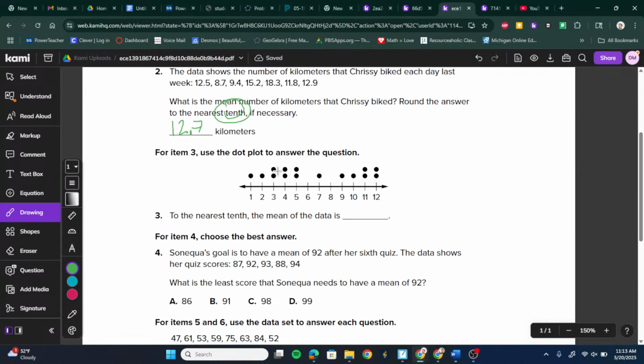This next one, you've got to add up 1, 2, 3, 3, 4, 4, 5, 5, 7, 9, 10, 11, 11, 12, 12. So you're adding up 15 numbers. And you divide, add up all those numbers and you get 6.6.